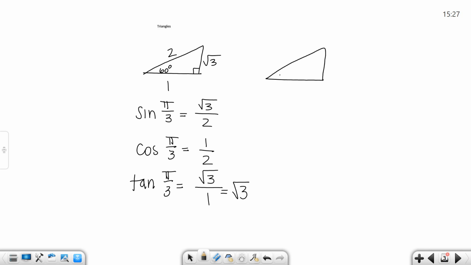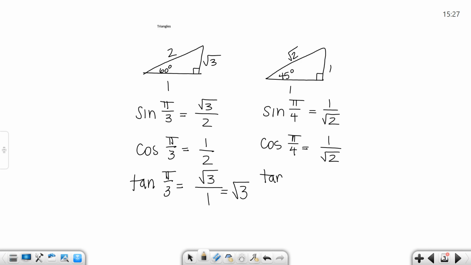Okay, next let's go to 45. Of course these, again, they're not drawn to scale. 45 would be 1, 1, and the square root of 2. The sine of pi over 4 is opposite over hypotenuse. The cosine of pi over 4 is adjacent over hypotenuse. You'll see they're the same. And the tangent of pi over 4 is opposite over adjacent.